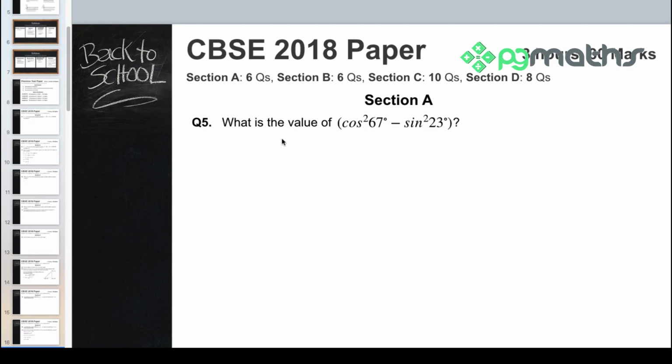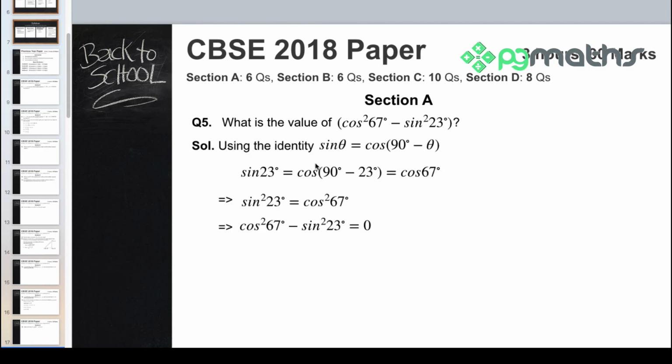Next question. What is the value of cos square 67 degree minus sin square 23 degree? We will use a very simple, very basic identity, one of the first identities that we studied in trigonometry, which is cos of 90 minus theta is sin theta. These are called complementary angle identities, I forgot the exact name. Anyways, this holds true.